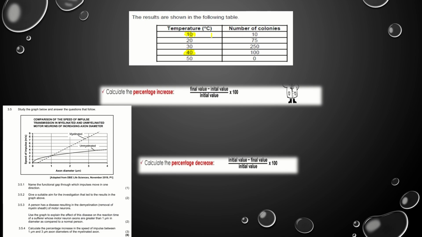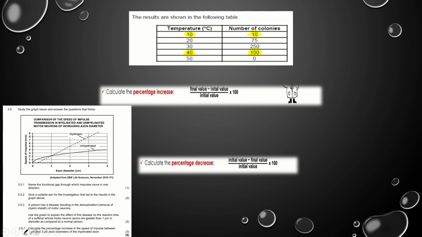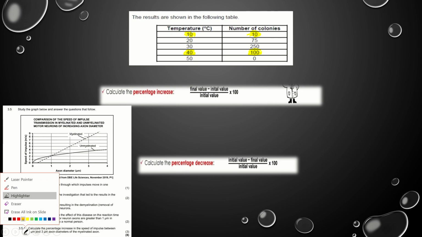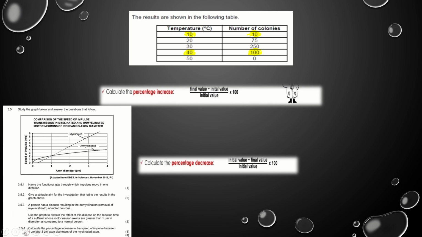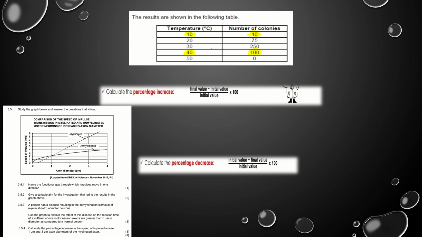Then we are going to check the values, the number of colonies within the chosen interval. You only highlight the specified values, the given values, as the formulas say. You highlight what is questioned. What are the questioned values? They mentioned from the question 10 degrees and 40 degrees. Then you highlight only the 10 and the 40. Then you check how many colonies there are. You check what we are observing. We're observing the number of colonies.